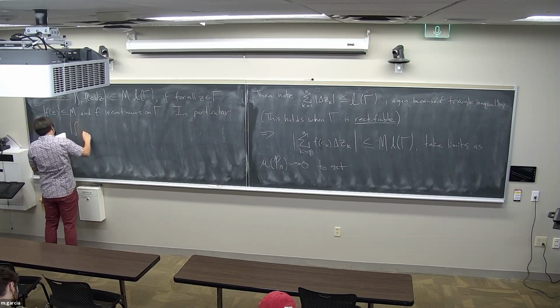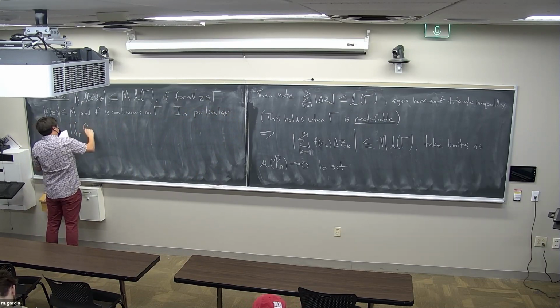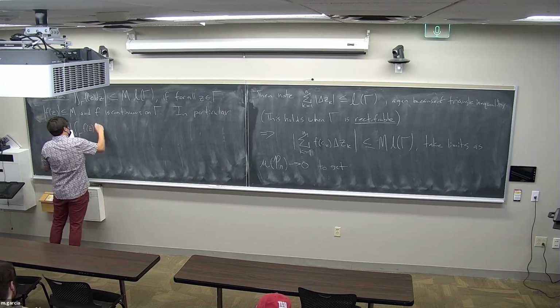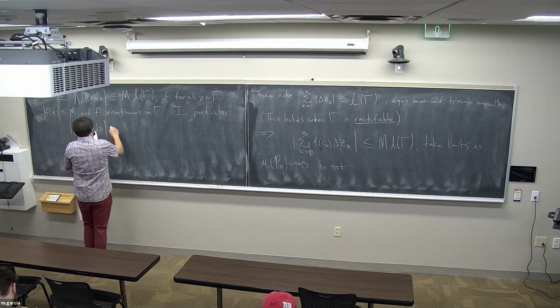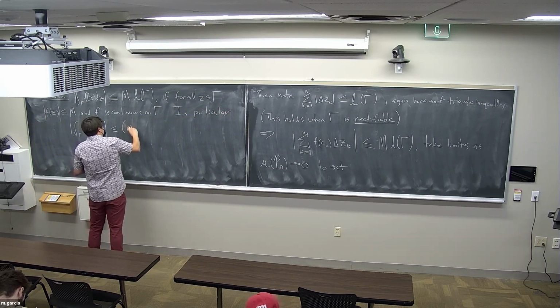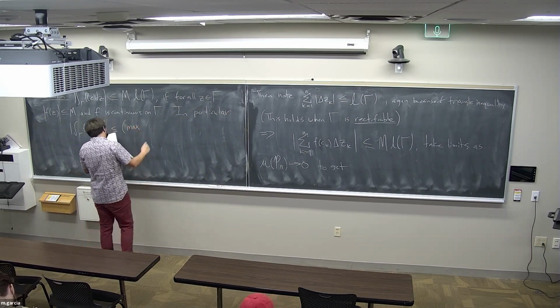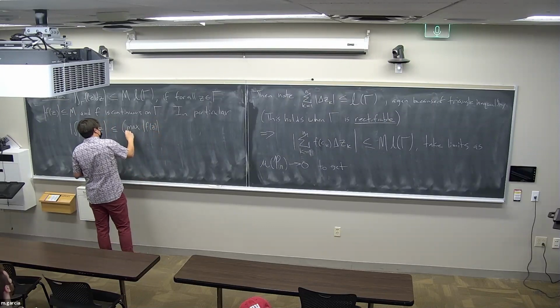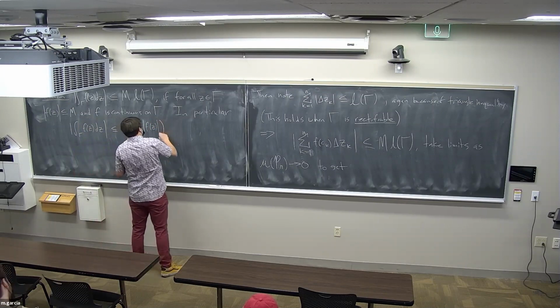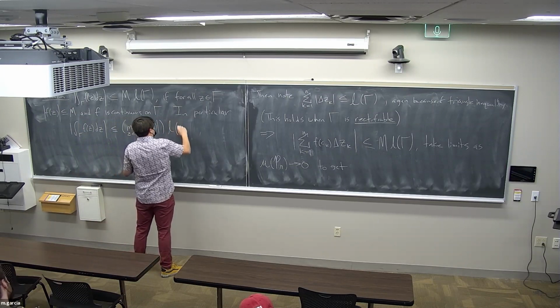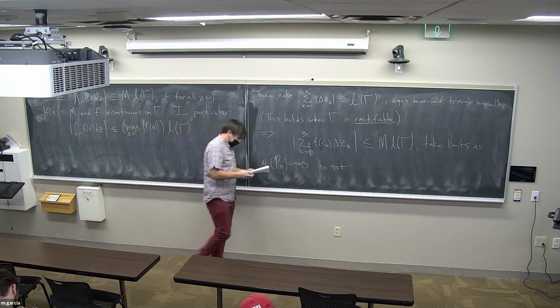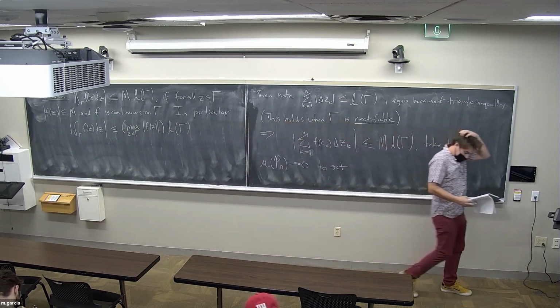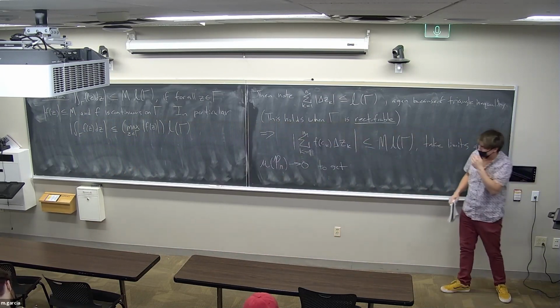The modulus of the contour integral along gamma of f of z dz is less than or equal to the maximum of the modulus of f of z for z in gamma, times the length of gamma. Okay, so the point here being that this bound M doesn't have to be so abstract.